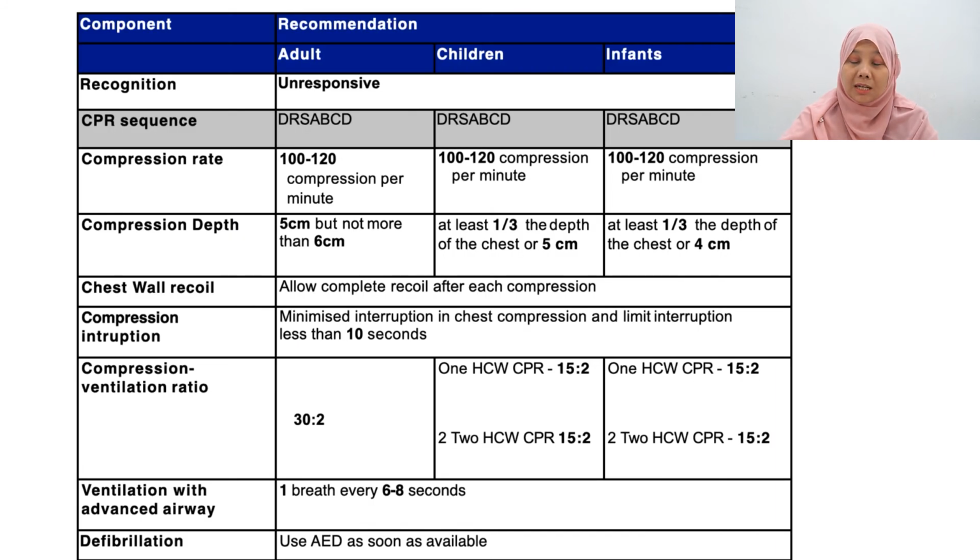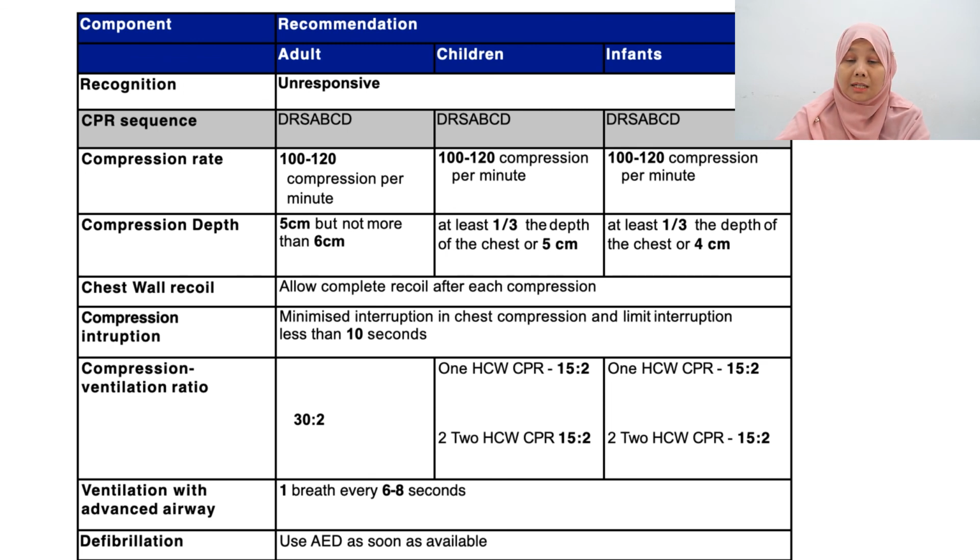This is actually at the very end of the slide, and this is the summary of basic life support for adults, children, and infants. The sequence is to recognize unresponsiveness or signs of cardiac arrest. For the CPR sequence, you have to remember it is DRS ABCD for adults, children, and infants. The compression rate would be 100 to 120 per minute. The compression depth differs for adults, children, and infants.